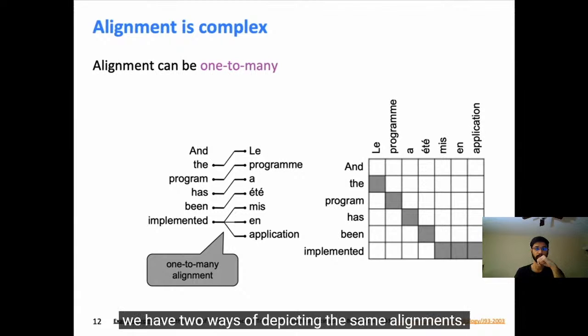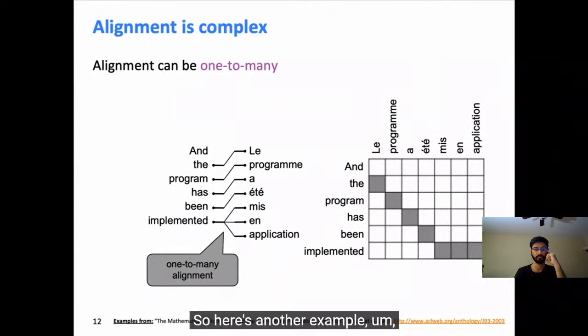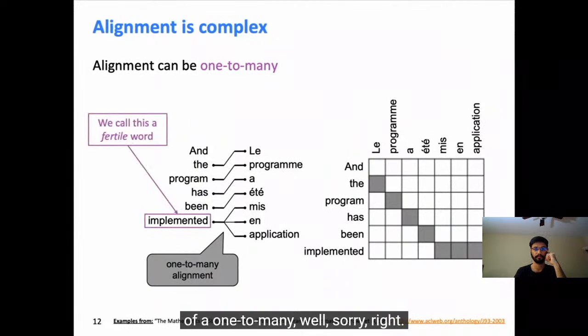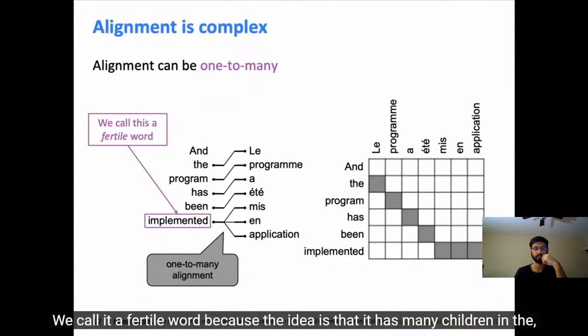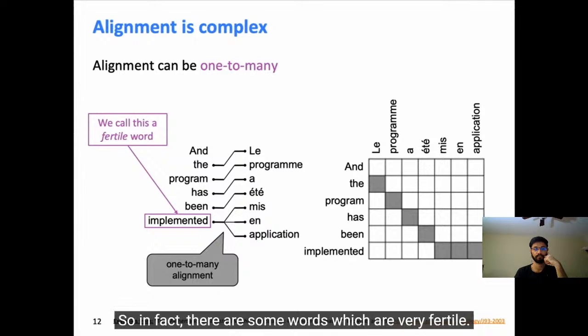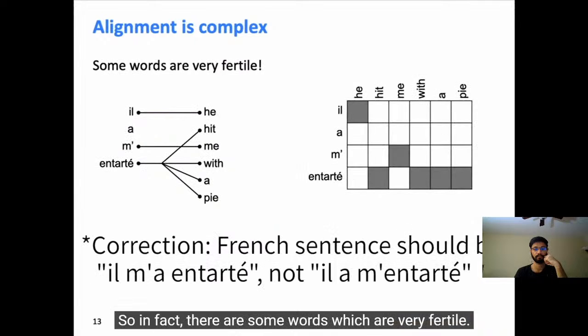So on the left and the right, we have 2 ways of depicting the same alignment. It's either a kind of a chart, or it can be a graph. So here's another example of a one-to-many. Right, so we call this word implemented, that is one-to-many. We call it a fertile word, because the idea is that it has many children in the target sentence. So in fact, there are some words which are very fertile.